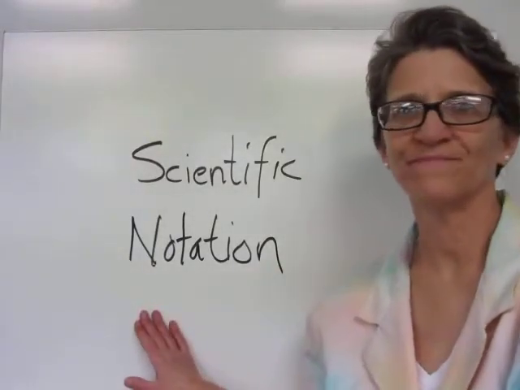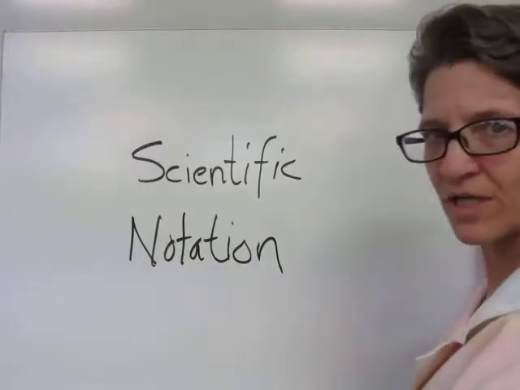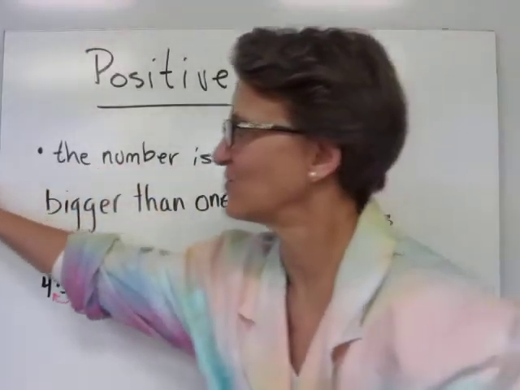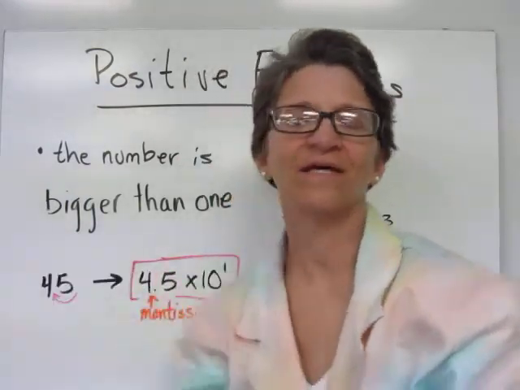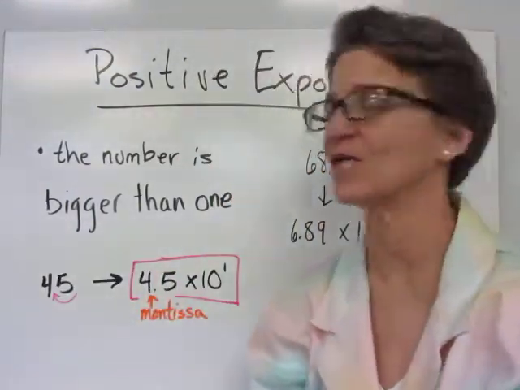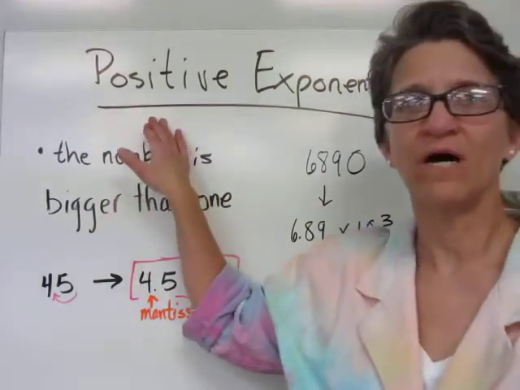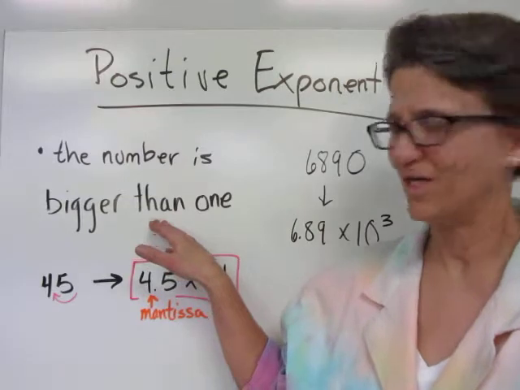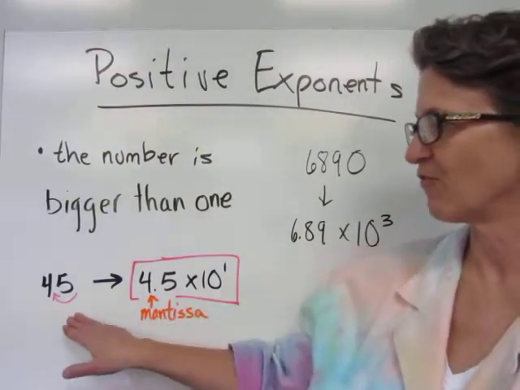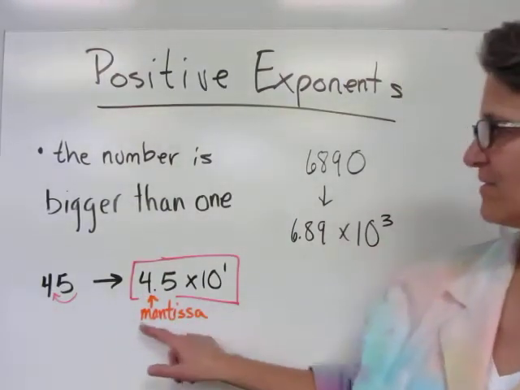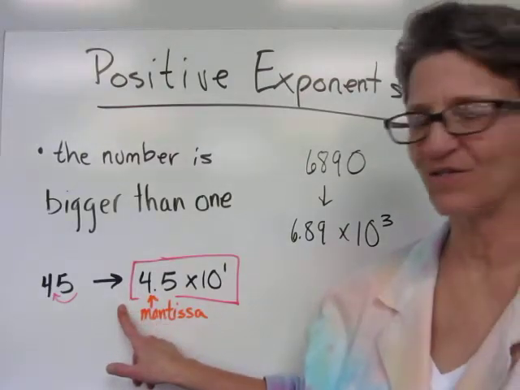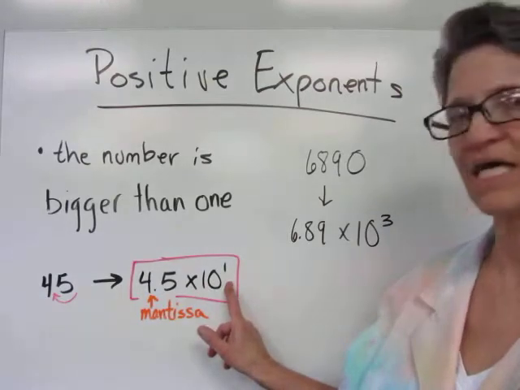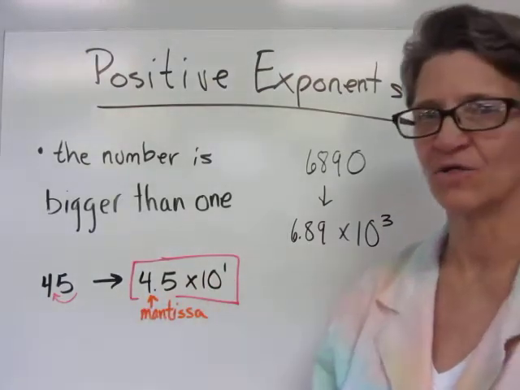Scientific notation. This is going to be a quick lecture to remind you of how to use scientific notation and how to put a number in scientific notation. Whenever you have a positive exponent on your 10, remember your number is bigger than 1. For example, I have the number 45, and when we change it to scientific notation, I move the decimal one place, so I'm multiplying by 10 when I write it in scientific notation.